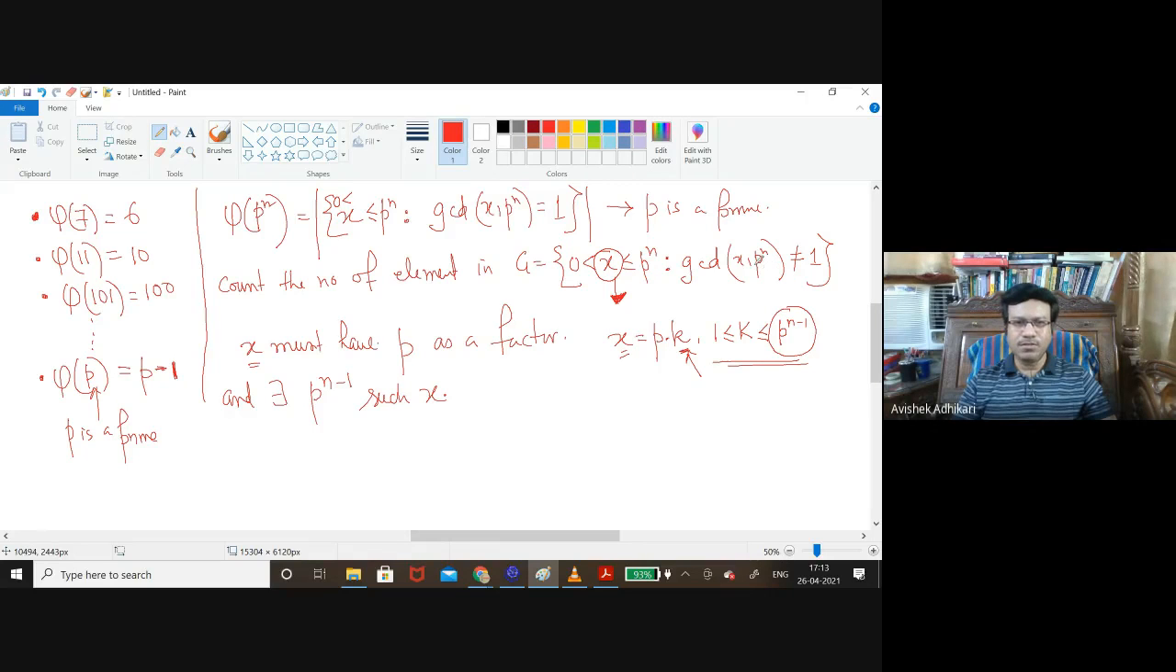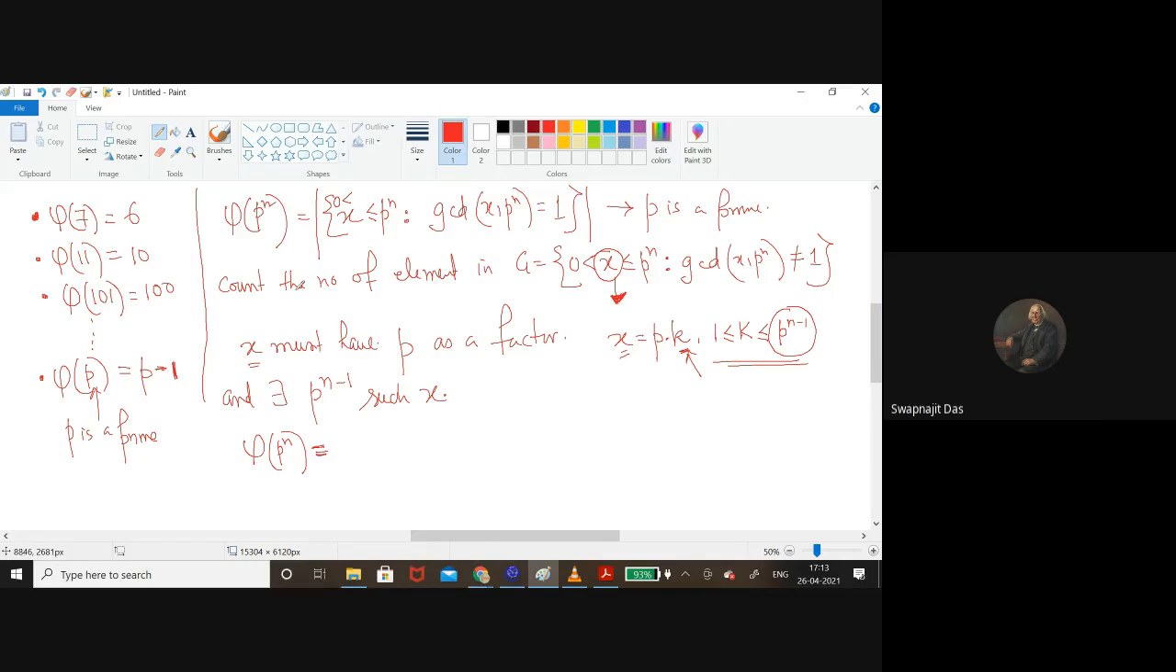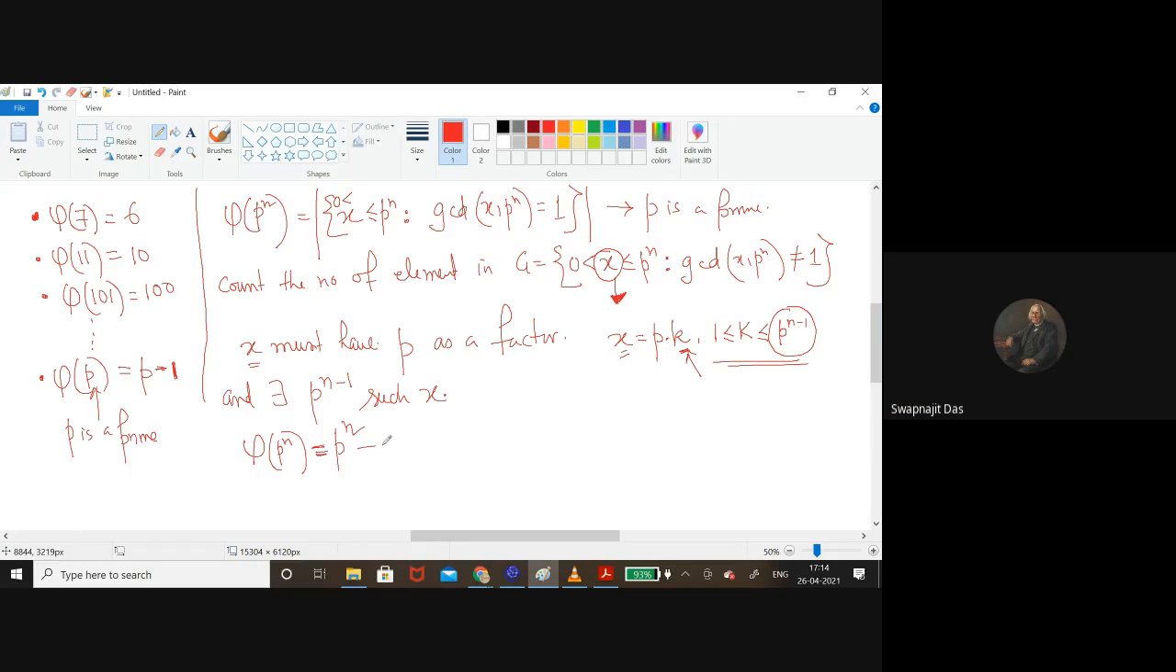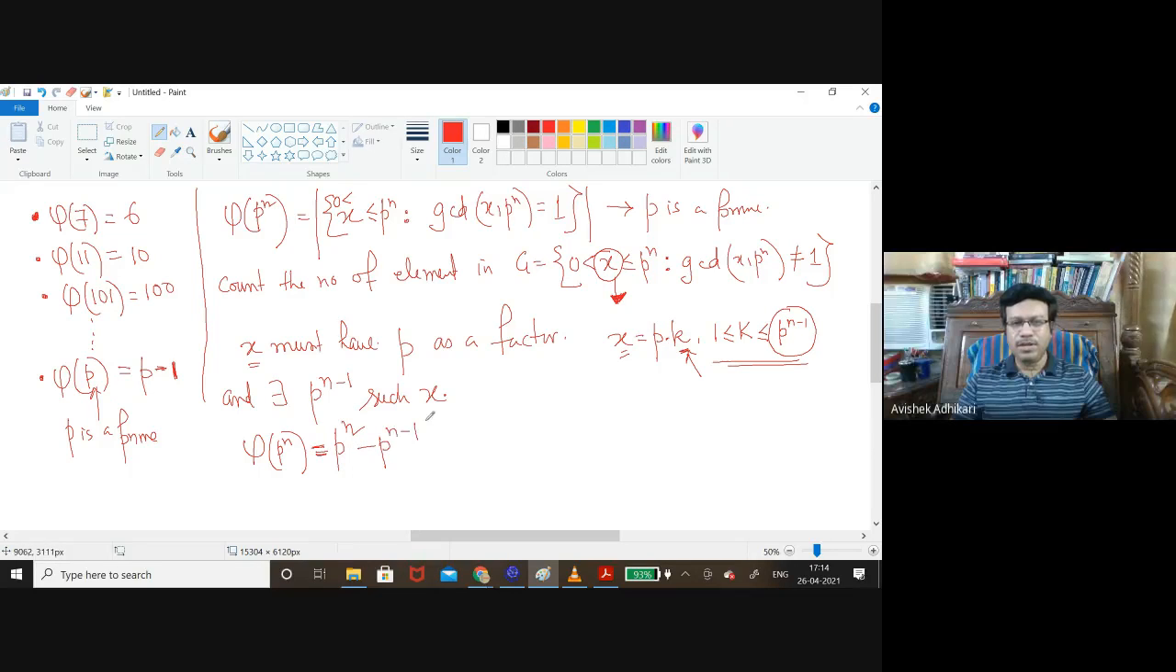So there were p to the power n many elements in total, and p to the power n minus 1 of these were not relatively prime. So now tell me, what is phi of p to the power n in terms of p? p to the power n were the total number of elements, then minus p to the power n minus 1. Great.